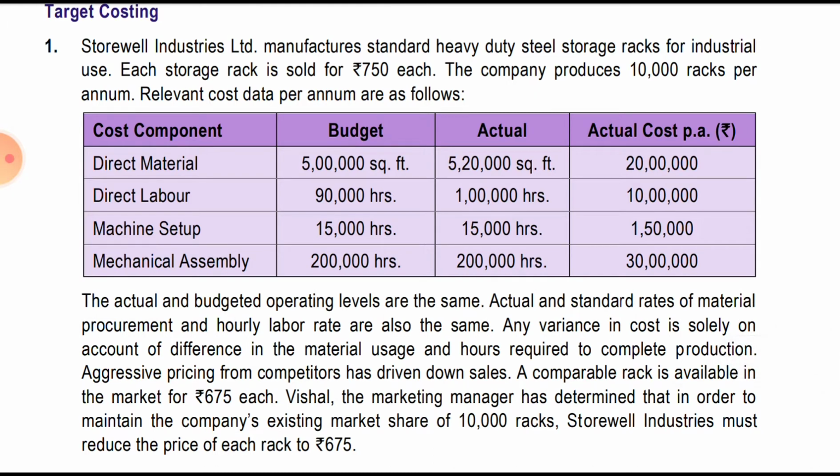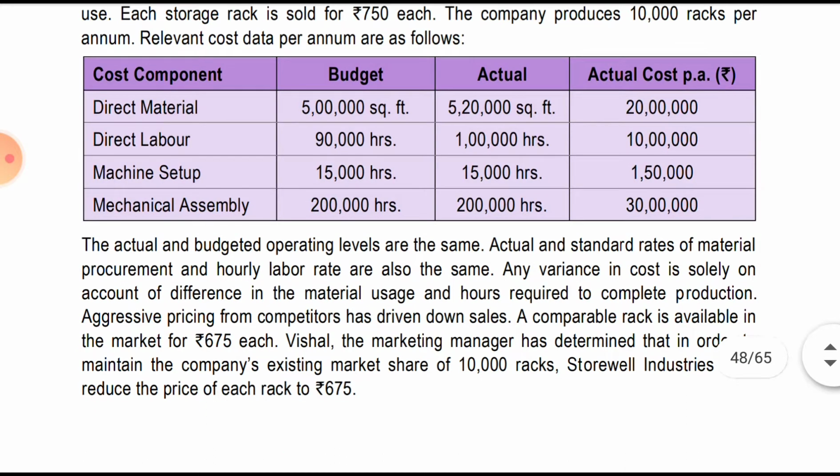Three columns are given: budgeted, actual direct material usage, direct labor usage, machine setup and assembly, and what is the actual cost of this usage. Then the actual and the budgeted operating levels are the same, and the actual and the standard rates of material procurement are the same. For example, they budgeted to purchase at 5 per unit, and they purchased at 5 per unit, and the labor rate is also the same.